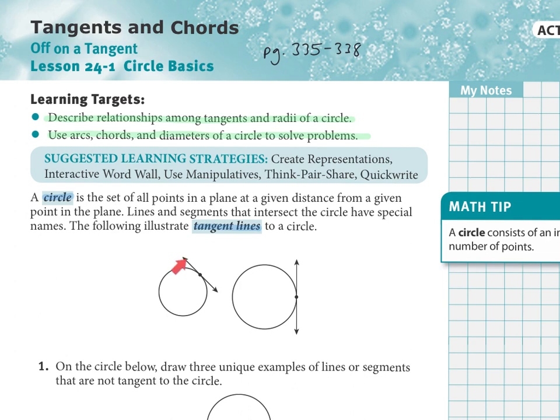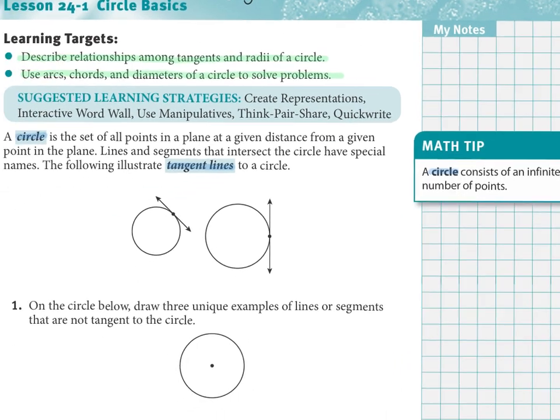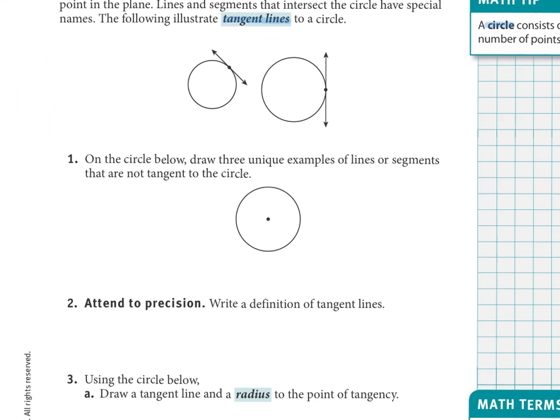We also see that there is this line that touches one part of our circle, and that's what is called a tangent line. This type of line can be completely vertical, horizontal, or it can also be diagonal. Now, moving over to the margin on the right side, again, we can say a circle consists of an infinite number of points. So that's something to consider as we're moving forward.